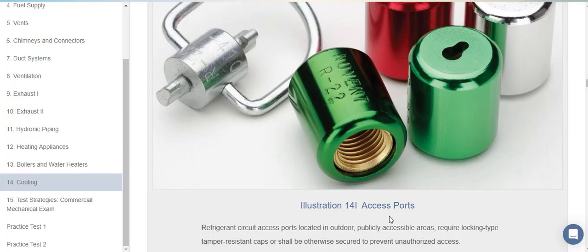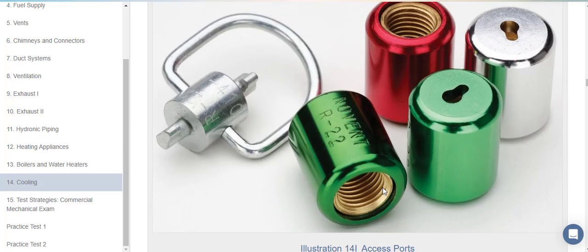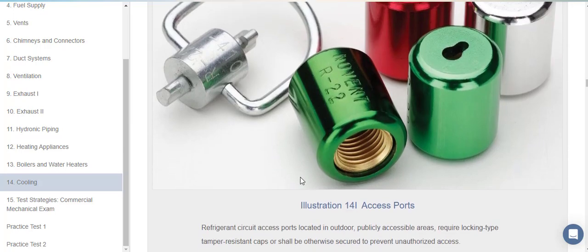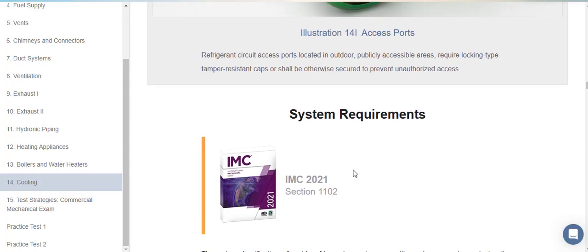Illustration 14I, access ports. This is how we can open the refrigerant circuit. Access ports located in outdoor publicly accessible areas require a locking type, tamper resistant cap, or shall be otherwise secured to prevent unauthorized access.